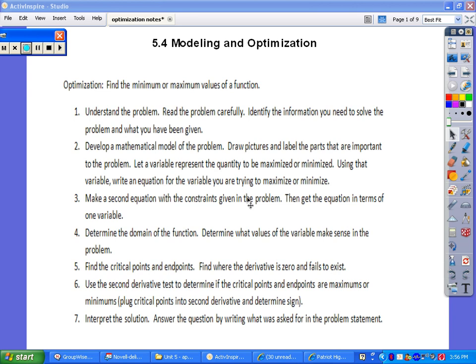The first step is make sure you read the problem carefully and understand the problem, identify the information you need to solve the problem, and what you have been given.